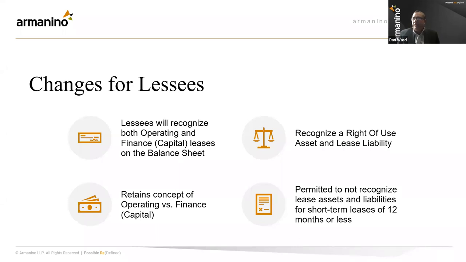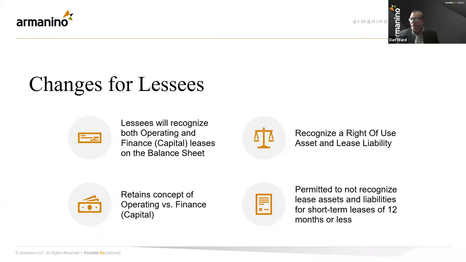There's a package of three for the transition relief on the year of adoption. Now, election of this transition relief package, and it's an all or none package, allows an entity to not reassess whether any expired or existing contracts are or contain leases. And that doesn't give you a free pass to continue on with bad GAAP. This part of the expedient does not grandfather in incorrect assessments in the past, such as failing to identify an embedded lease in a service or supply contract. But what it's meant to do is, in your determination of capital lease and operating lease, you really do not have to go back and try to look for more of these to get ready for the year of adoption.